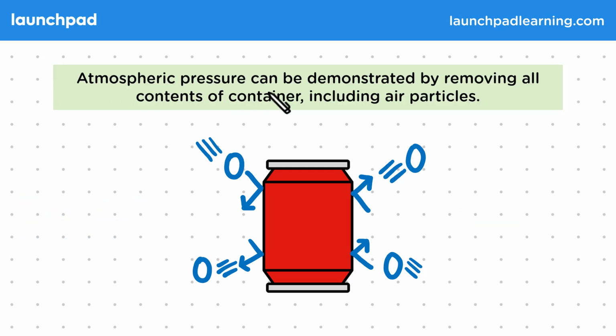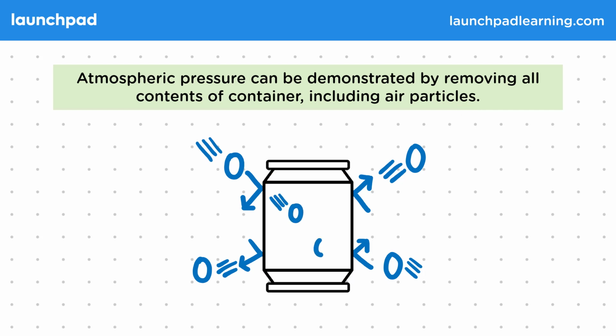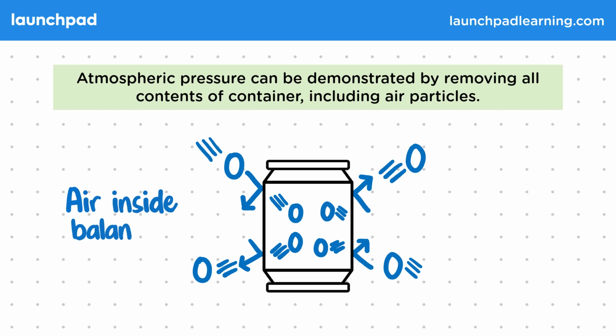Well, atmospheric pressure can be demonstrated by removing all contents of a container, including the air particles. There is actually an outward pressure from the inside of the can as air particles within the can collide with the inside edge. The pressure doesn't affect the can as the pressure from the air inside provides forces that balance the forces from the pressure of the air outside.